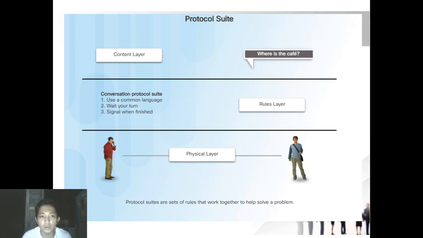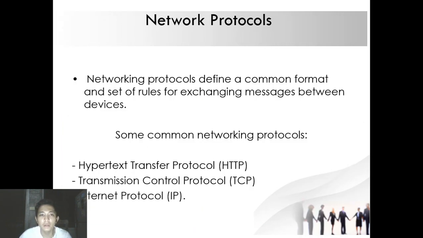So protocol suite in the content layer, where is the cafe. A conversational protocol suite is to use a common language, wait your turn, and signal when finished. Then the physical layer: a protocol suite is a set of rules that work together to help solve a problem. Network protocols can define a common format and set of rules for exchanging messages between devices.